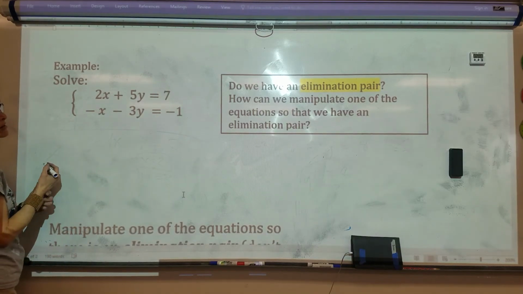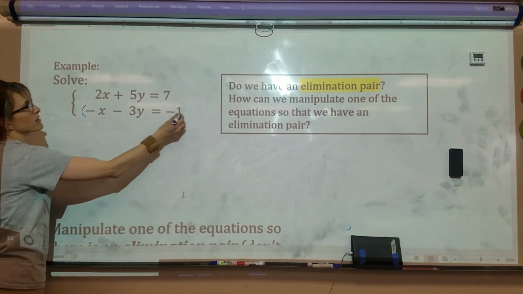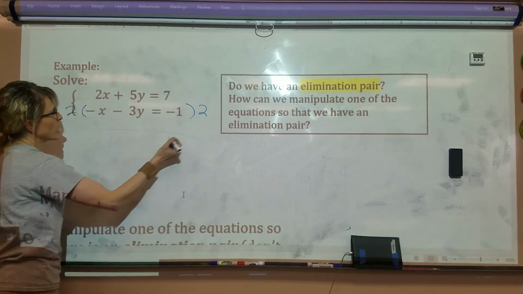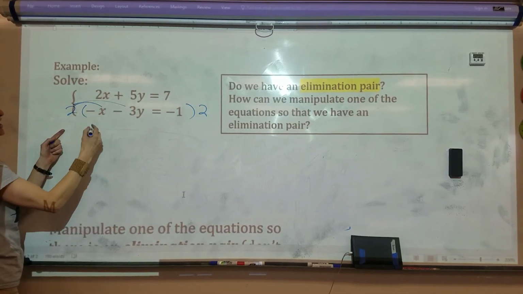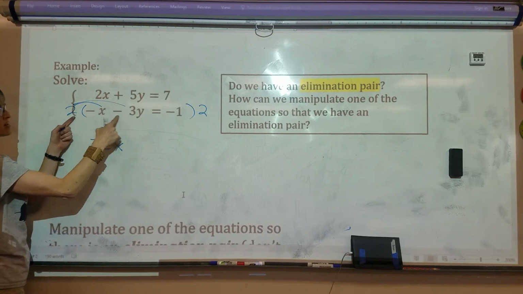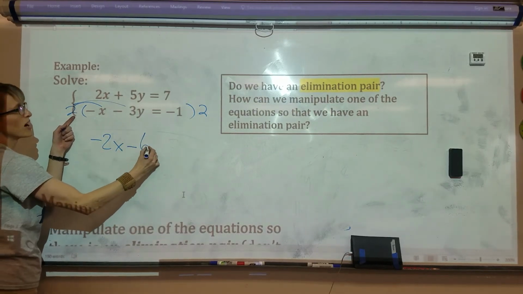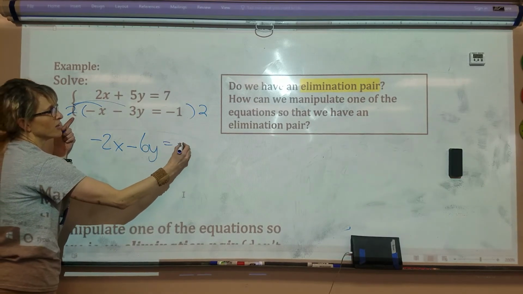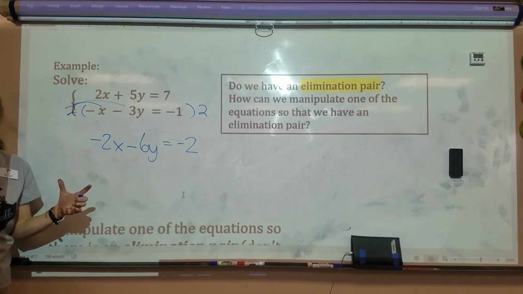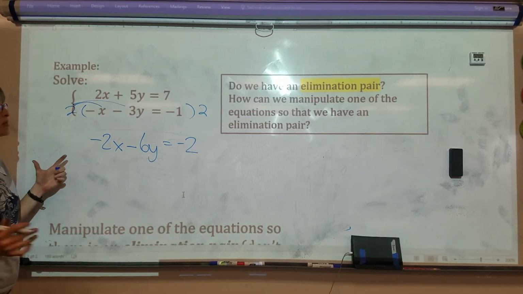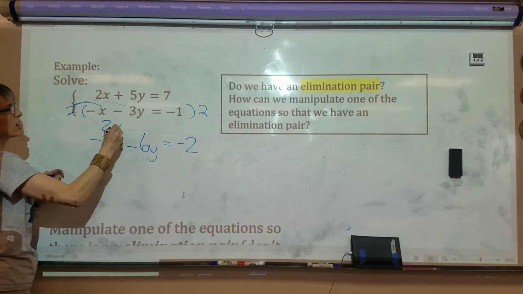Lucas? You can times the bottom one by 2. Oh, okay. I like his idea. Let's try it out. So we're going to distribute the 2 across. That gives me negative 2 times x, negative 6y, and negative 2. I basically doubled everything. Everything has to be doubled.